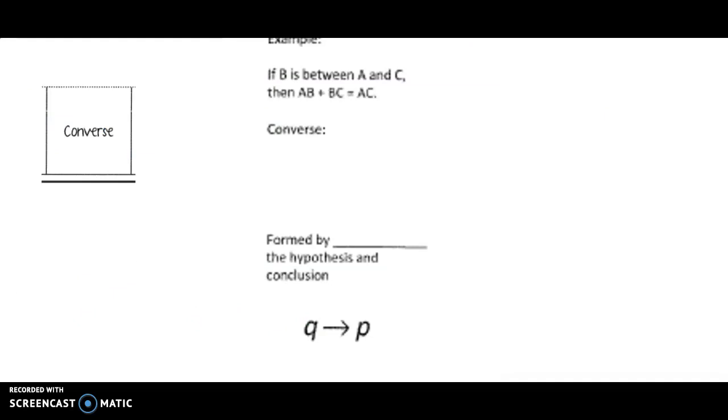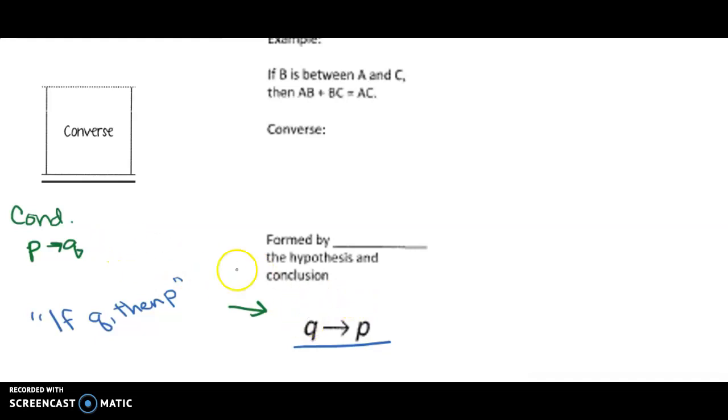All right, now notice that when we flip over the converse tab, so we're looking under the converse tab now, what we see is right here on the right, okay? So it says example, if B is between A and C, then AB plus BC equals AC. Now if we go down here, if you remember, the conditional statement was if P, then Q, where P is the hypothesis and Q is the conclusion. Well, now notice we have Q arrow P, so we would say this is if Q, then P. Okay, so notice how these are flipped.